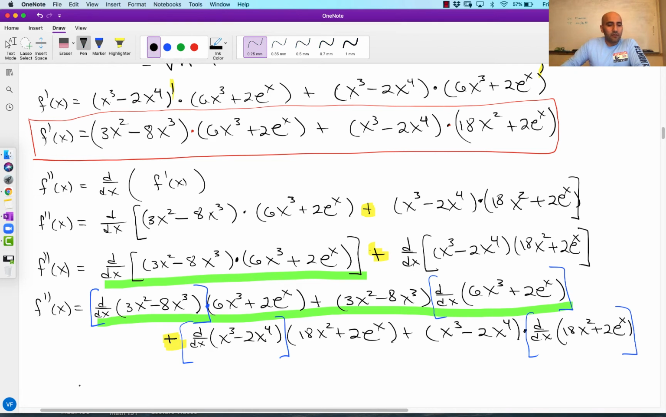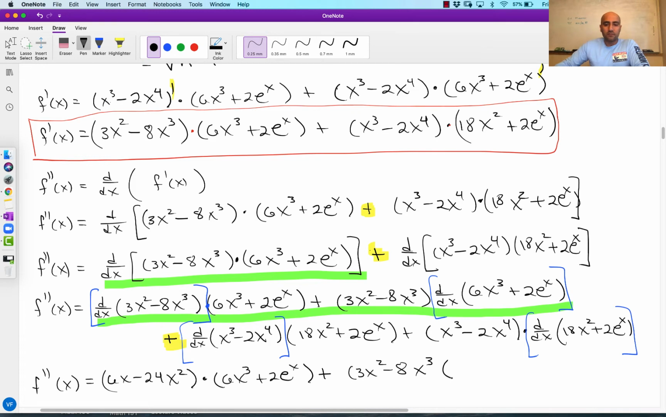Okay, but each one of these derivatives is not so bad. So let's expand this a little bit more. So this is going to be, okay, the derivative of this one is just going to be equal to 6x to the first, so 6x minus 24x squared, parentheses, times, leave this alone, so that'll be 6x cubed plus 2e to the x, plus, now leave this alone, that's going to be 3x squared minus 8x cubed, times, now the derivative of this is going to be 18x squared plus 2e to the x. Right? The derivative of e to the x is just e to the x.